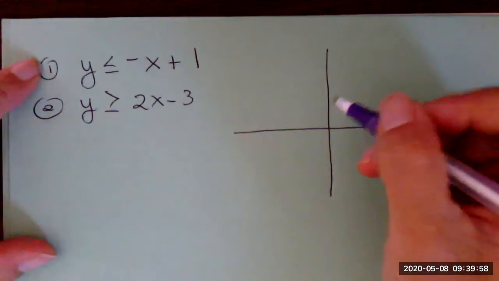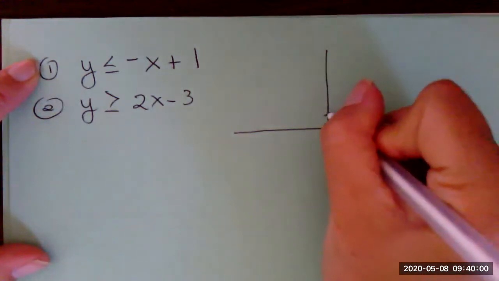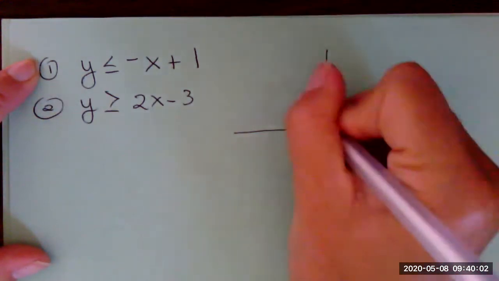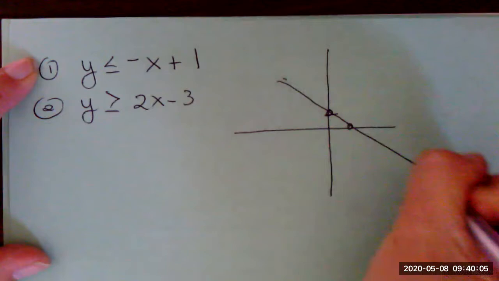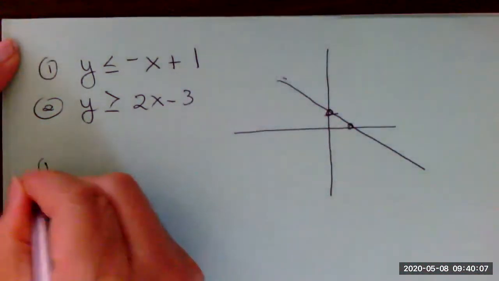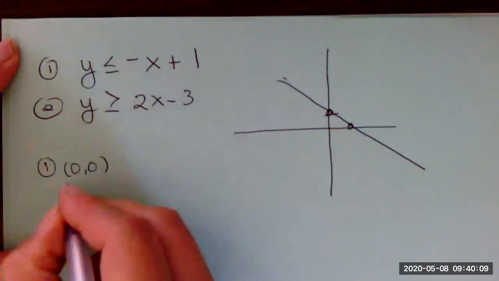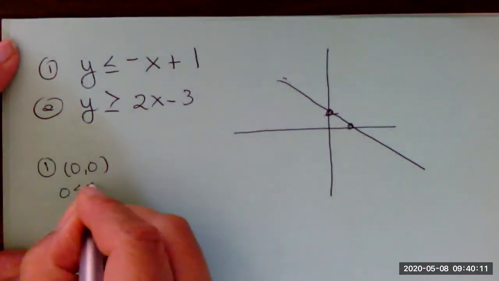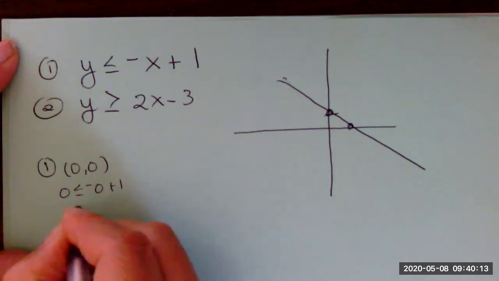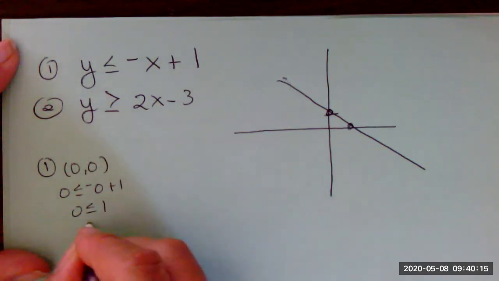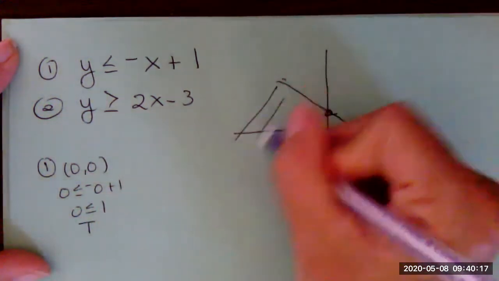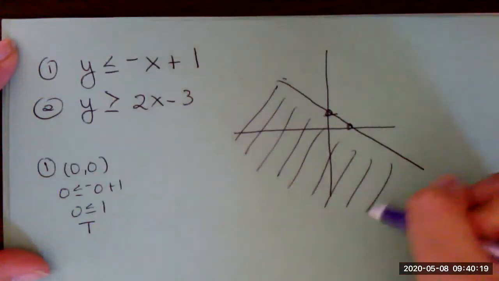So we're going to start with equation 1. I'm going to start at 1, go down 1 over 1, and then we have some line going like this. Let's test 0, 0 in equation 1. So is 0 less than or equal to 1? That is true. So I'm going to shade going down this way.